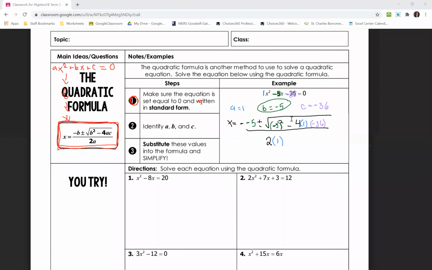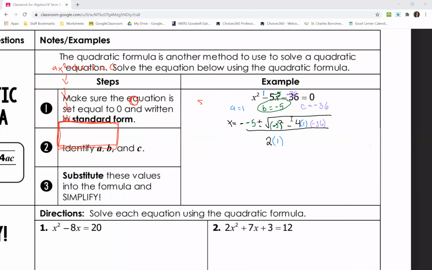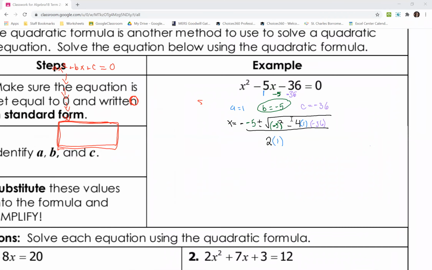Let me go ahead and make this a little bit bigger so I have more room. Okay. So good chances are you're going to need an extra sheet of paper for all of this, okay? All right, so let's start simplifying. So what are some things that we can simplify first?